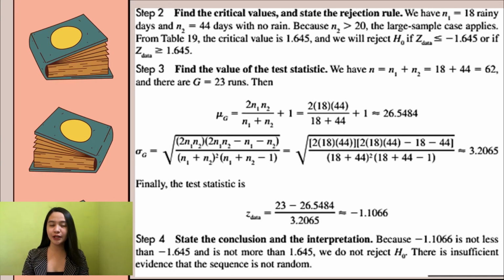Step 3 is to find the value of the test statistic. So we know that n equals n sub 1 plus n sub 2, our n sub 1 is 18 plus our n sub 2 is 44. So 18 plus 44 is equal to 62, and there are g equals 23 runs. You may refer to module 16 for the table of g on identifying the critical value for r.